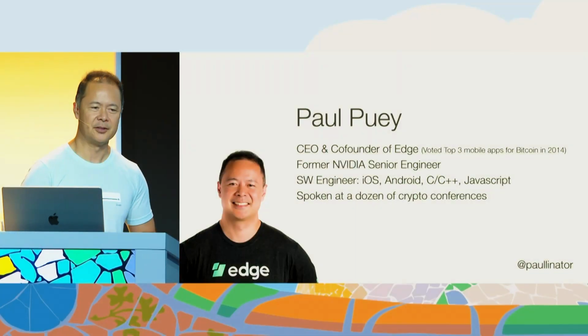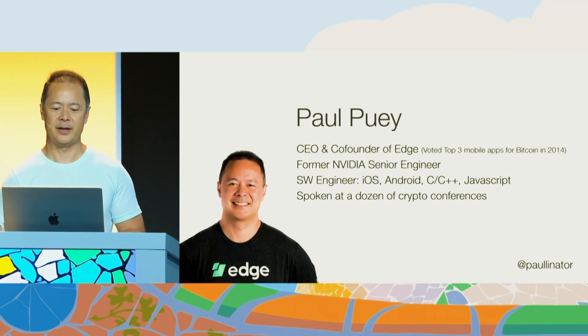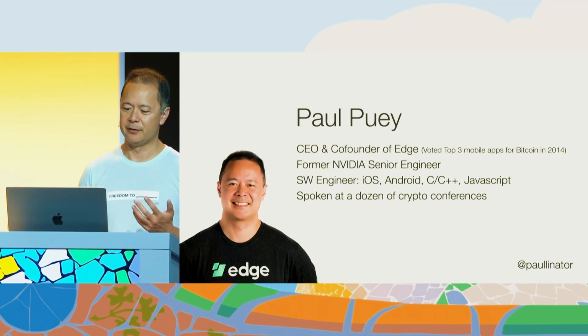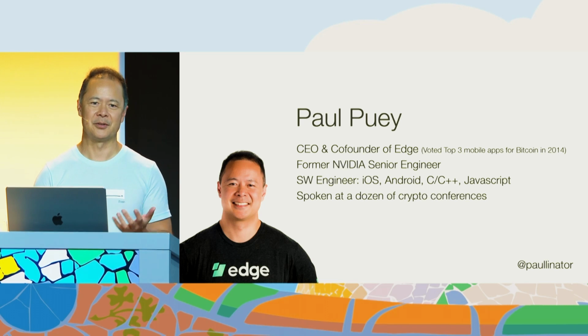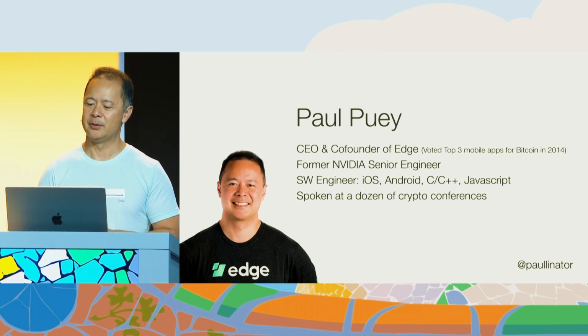OK, so quick introductions. My name is Paul Puey. I'm CEO and co-founder of Edge. Used to work for Nvidia. I am both CEO and also a software engineer. I still kind of get into the nitty-gritty of developing with our team. Still write a little bit of code, but also help kind of run operations in the company as a CEO, probably more so should do. Spoken at a dozen different crypto conferences, and happy to share some of the insights and thoughts that have accumulated over, gosh, almost 10 years of working in the cryptocurrency and Bitcoin space.